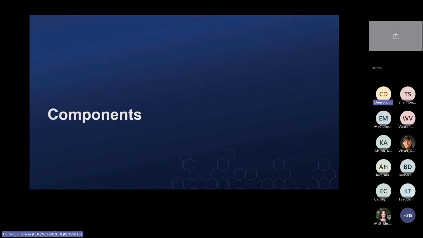The component structure is one of the most important aspects of this funding opportunity because it determines how applicants will organize their proposed work. As we move into the next section, we'll review each component, the activities associated with it, and how the components work together to support a coordinated and comprehensive public health approach.